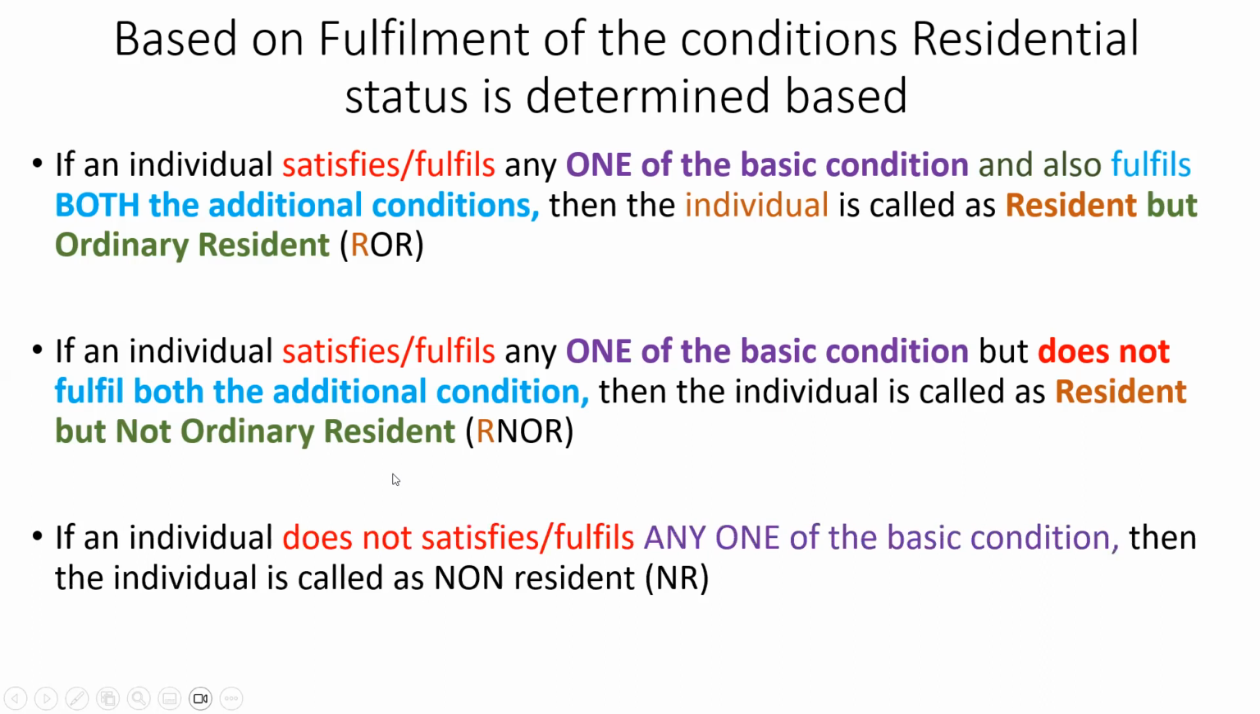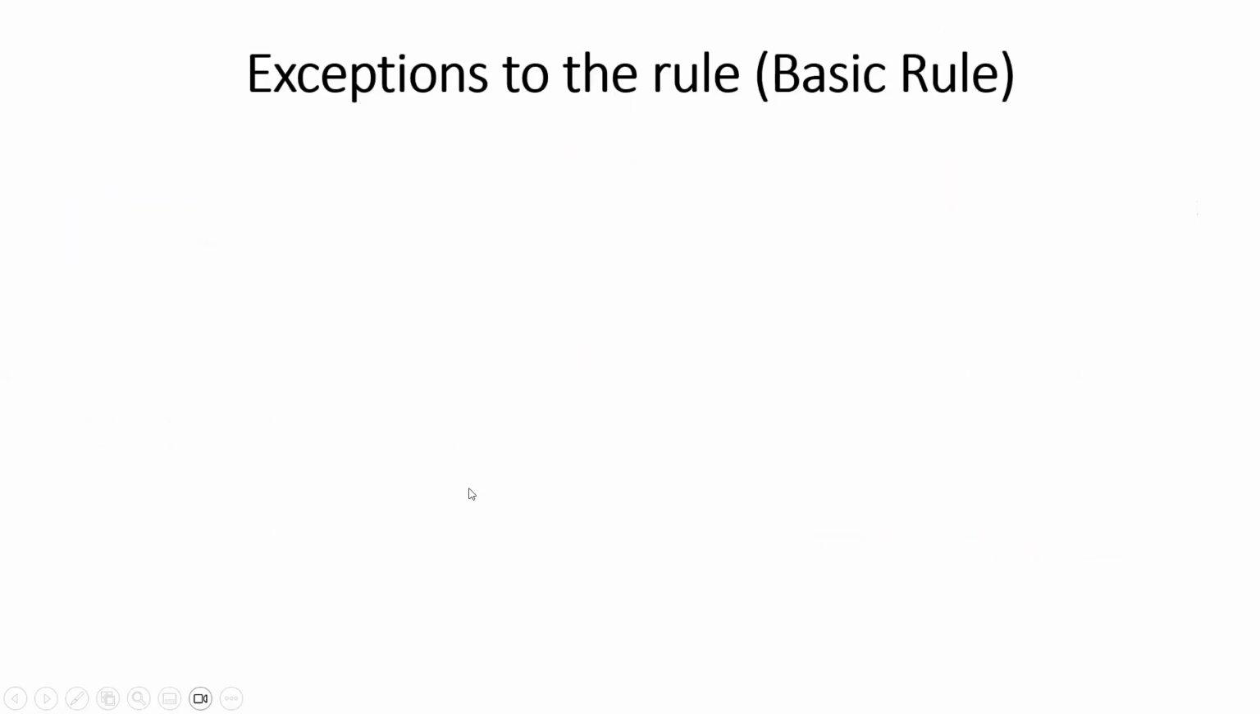And when is an individual called a non-resident? If an individual does not satisfy any one of the basic conditions, then the individual is called a non-resident. So to be an ordinary resident or a not ordinary resident, an individual has to satisfy one of the basic conditions. And based on the satisfaction of additional conditions, he would be declared as an ordinary resident or a not ordinary resident. Now, there is an exception to the basic rule.